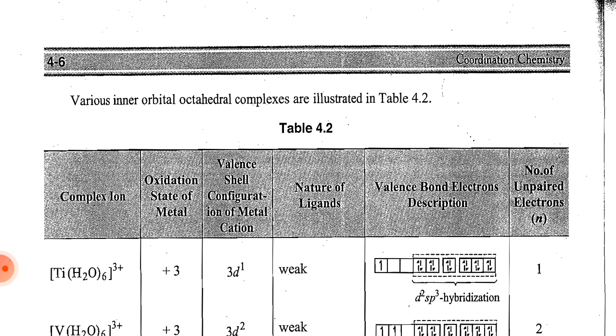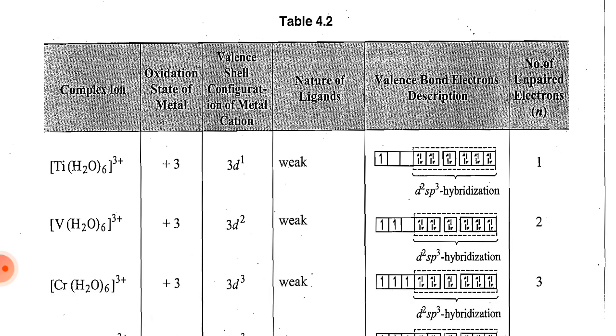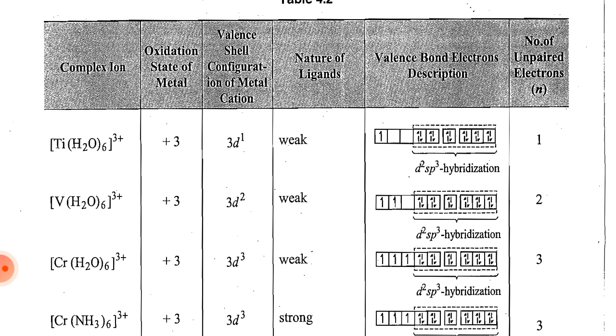Various inner orbital octahedral complexes are illustrated in Table 4.2. Complex ion: oxidation state of the metal is +3. Valence shell configuration of the metal cation is 3d1. Nature of ligand: water molecules are weak field ligands. So in 3d, 1 unpaired electron is present. After receiving 12 electrons, we will get d2sp3 hybridization. So the number of unpaired electrons n is 1.